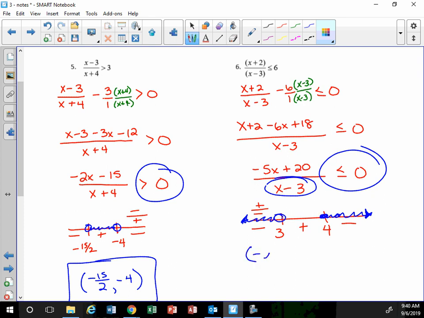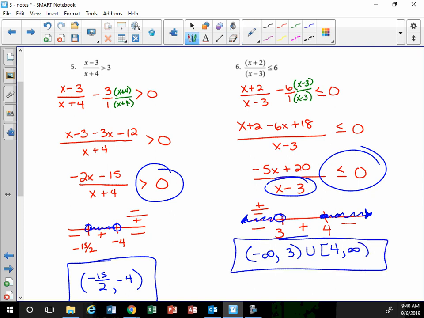So your answer is actually negative infinity to 3, parentheses. Then bracket, oh, it's not a negative 3, sorry. 4 to infinity. Okay, I know that was quick on that last one. I just wanted to show you that part. So don't blindly trust it.